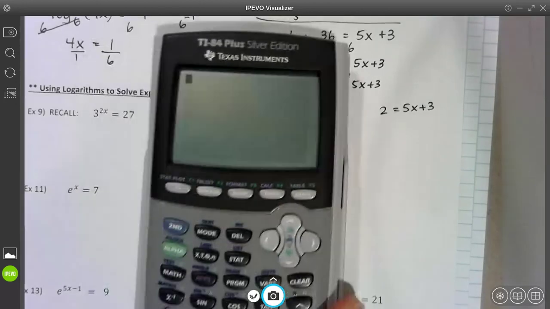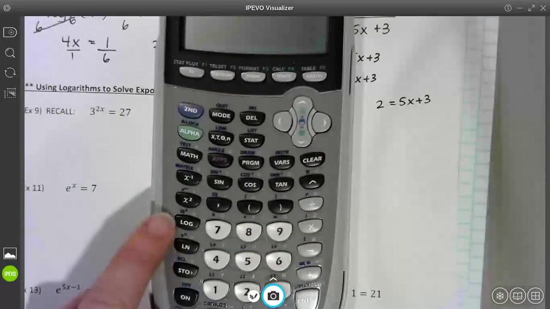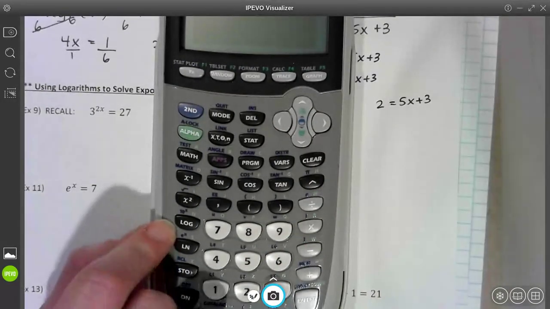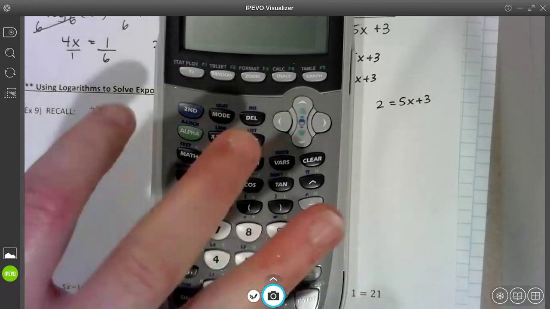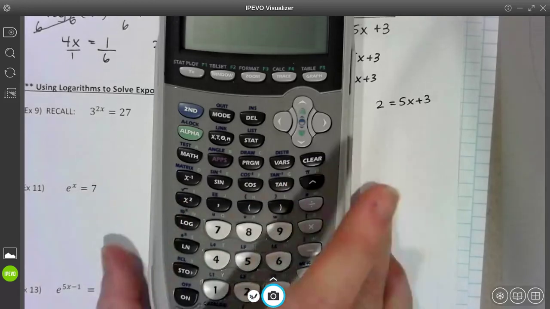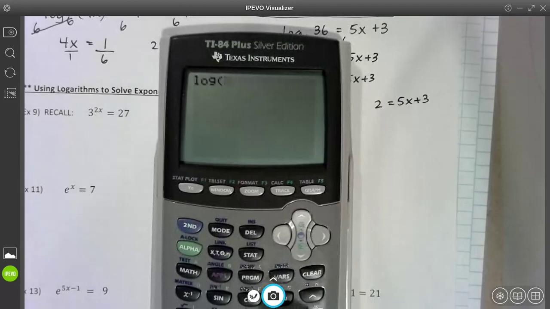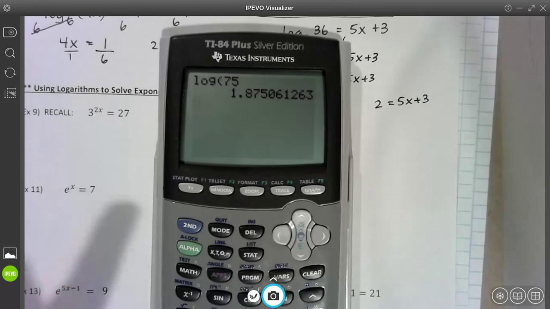So I don't know if you guys can see this, but on your calculator, everybody should have log buttons over here. So normally calculators only let you do base 10 logs or base E logs on the calculator. That's all they were programmed to do. They didn't do base 2 logs, they didn't do base 3, they didn't do base 7s, they just did base 10 or base E. But now the graphing calculators will do any base. So guys, if you hit log, what did we say, 75, hit enter, it's about 1.87506123. That's the power you got to raise 10 to in order to get 75 as your answer.